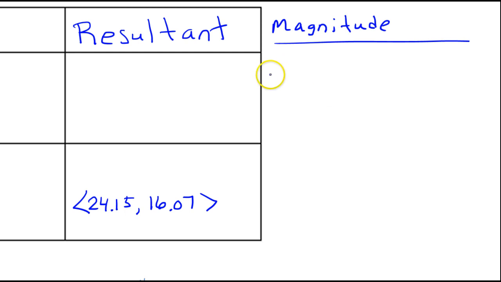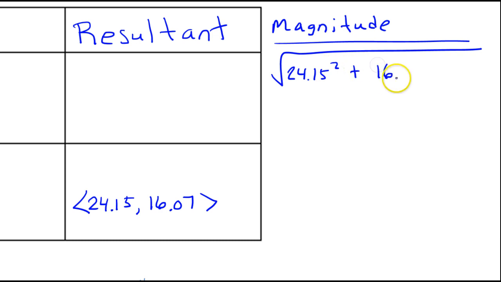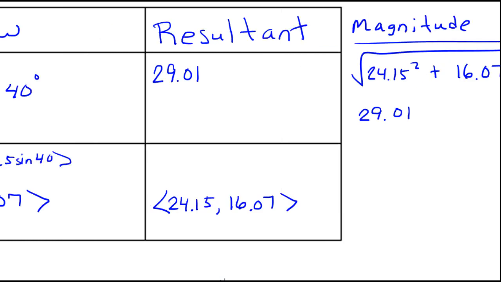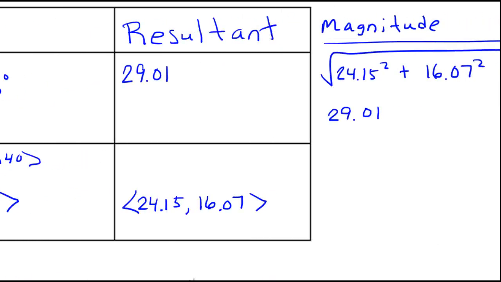For the magnitude, we can just do the magnitude formula. So we're doing 24.15 squared plus 16.07 squared. Take the square root of all that in your calculator. So that means the overall speed of the throw, including the speed given to the throw by the running, is 29.01, and what were the units? Meters per second.